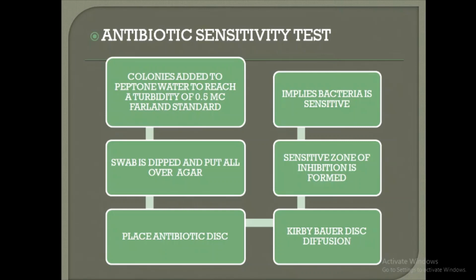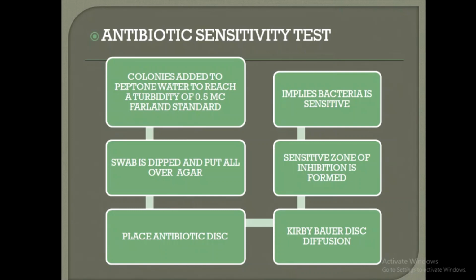Moving on, let's dive into the antibiotic sensitivity test. Add colonies to peptone water to reach a turbidity of 0.5 McFarland standard. Don't worry, the unit is just a measure of bacterial concentration. Now, dip a swab and smear it onto agar, for instance, nutrient agar. Place an antibiotic disc.